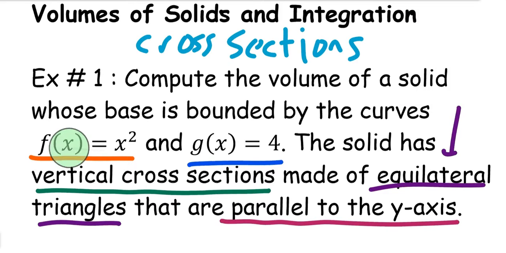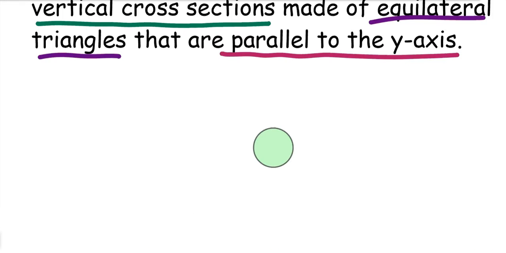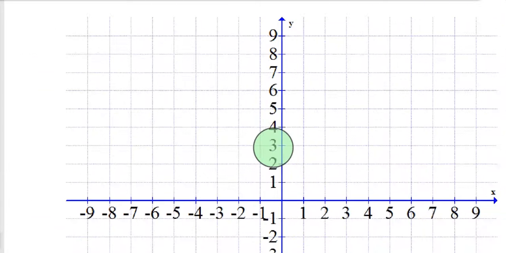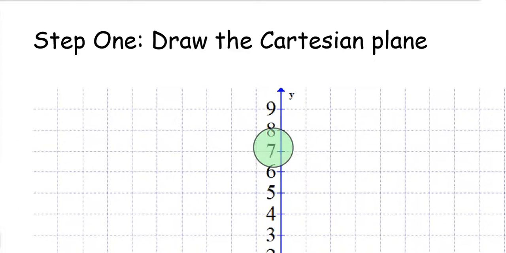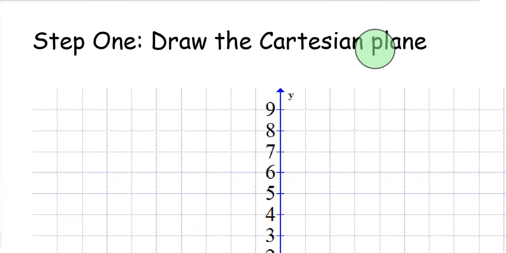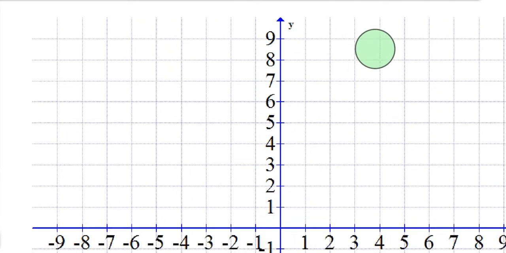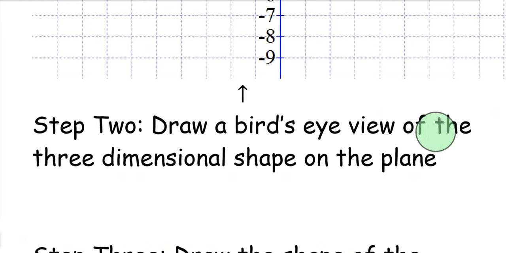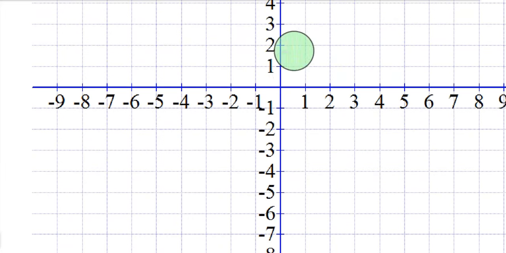With any shape, you want to figure out what its base looks like first, right? So it says the base is bounded by these curves, f of x equals x squared and g of x equals 4. I will say a large part of solving these problems is definitely visualizing what you're trying to solve for. So for step one, we're just going to draw the Cartesian plane, because the base of all of these objects for this lesson, cross-sectional, is going to be on the Cartesian plane. Step two is to draw a bird's eye view of the three-dimensional shape on the plane. So basically what you're doing is looking down from the top of the solid all the way through it to the bottom, or the base, of the solid itself.